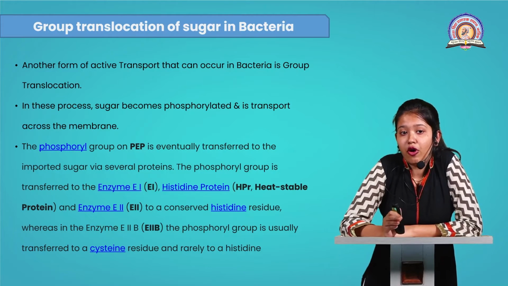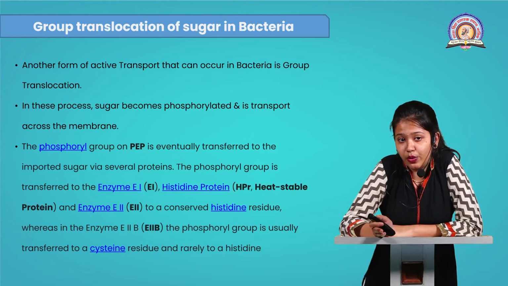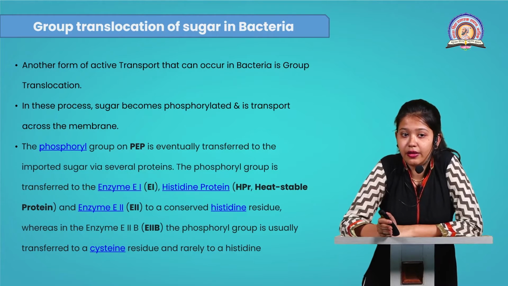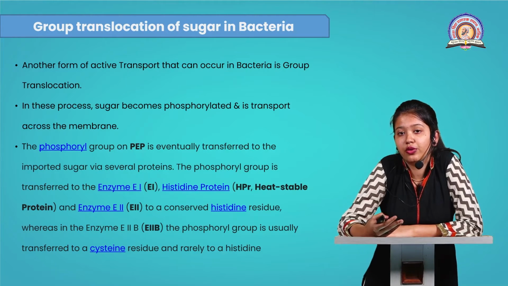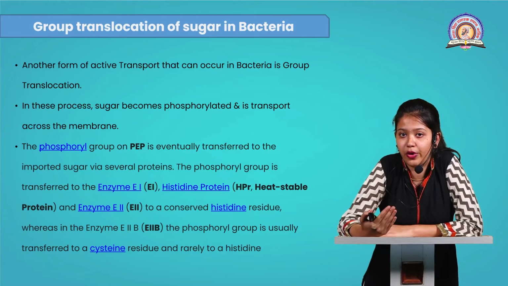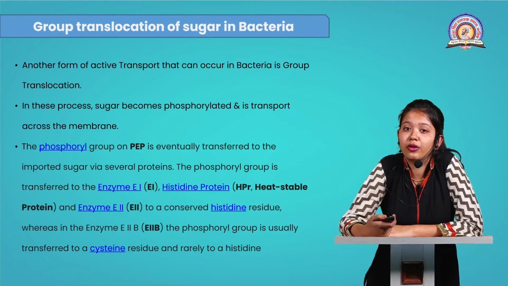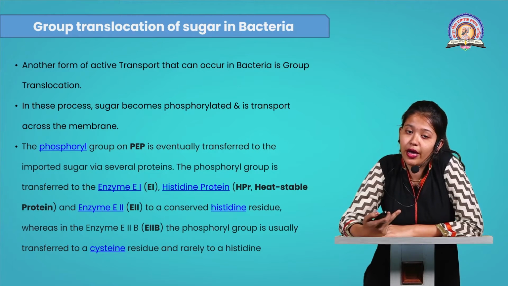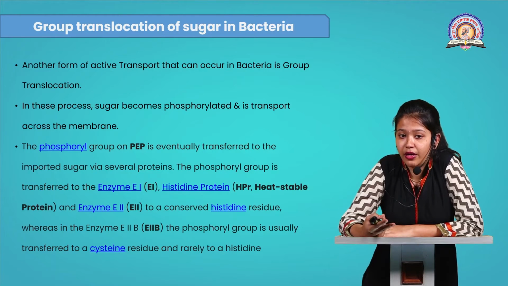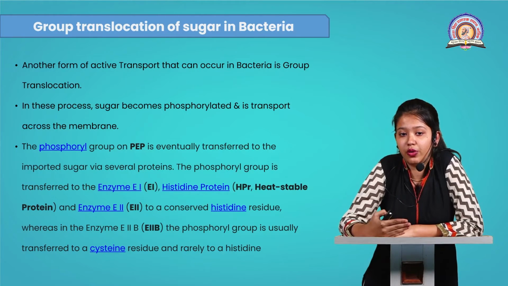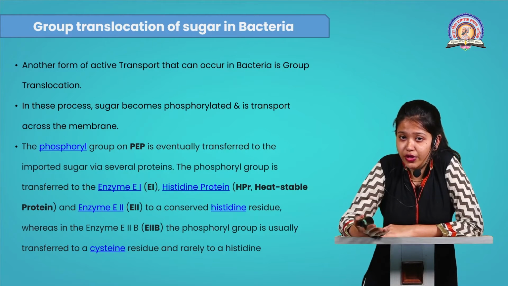Another form of active transport that is mainly used in bacteria is group translocation. Basically, in this type of translocation, sugar is transported across the membrane by using a phosphoenolpyruvate molecule. In this process, the sugar becomes phosphorylated and is transported across the membrane, as the phosphoryl group present in the PEP is eventually transferred to the sugar via several proteins. Here, different types of proteins are used for the translocation of the sugar in bacteria.